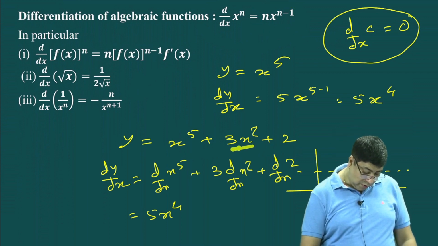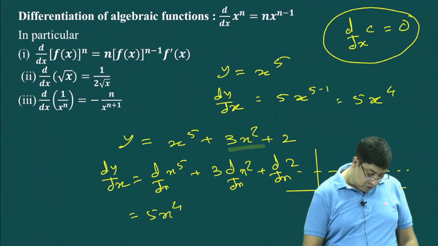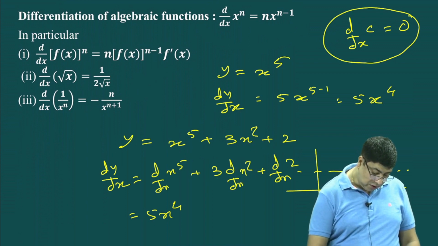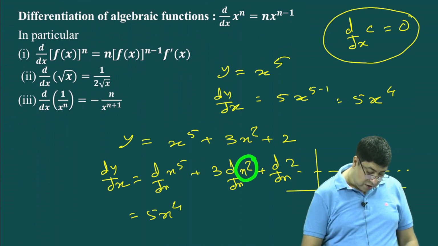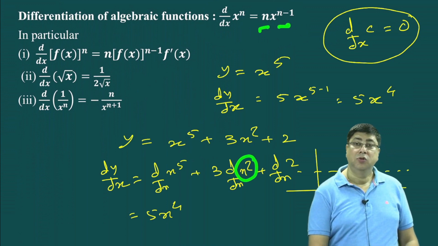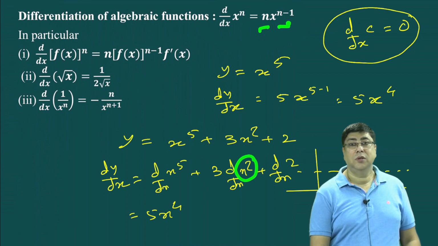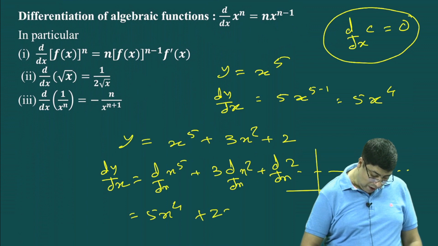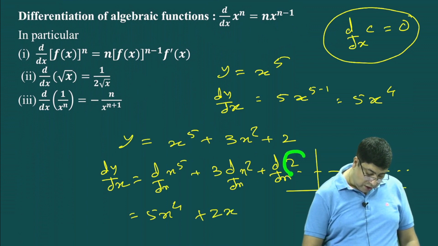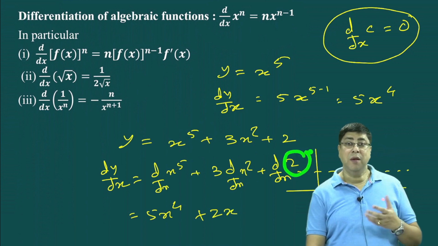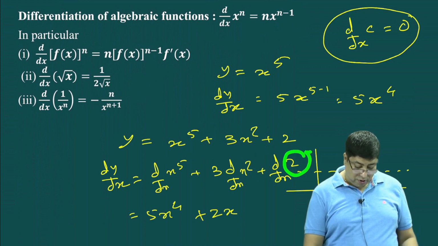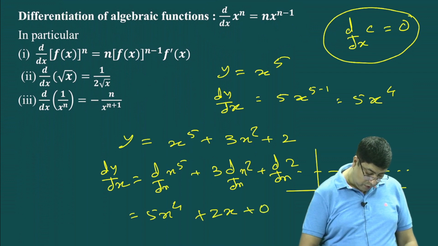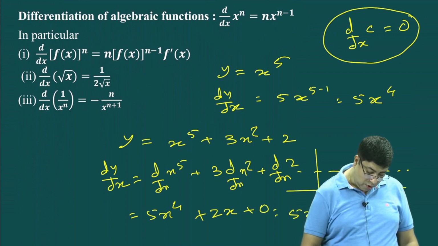Now 3x square, this 3 is coming outside. So I have taken 3 outside. Differentiation of x square, what is coming? It is this formula, n x to the power n minus 1. So for x square, 2x to the power 2 minus 1, 2x to the power 1, that is coming to be 2x. And this is the constant number. The derivative, differentiation, same meaning, of a constant number is 0. Therefore the answer is 5x to the power 4 plus 2x.